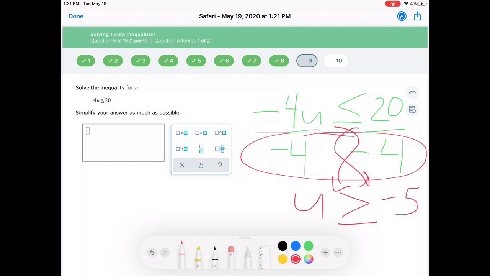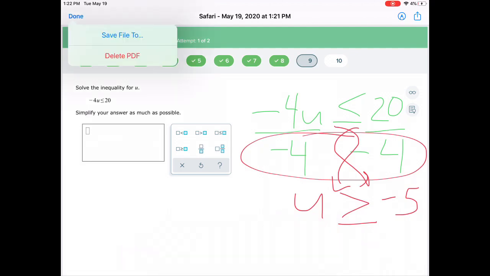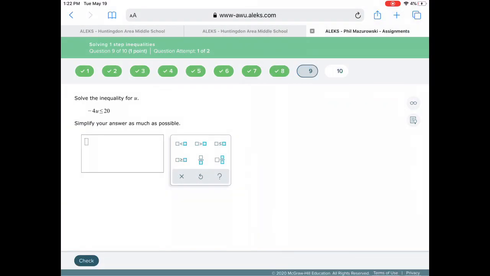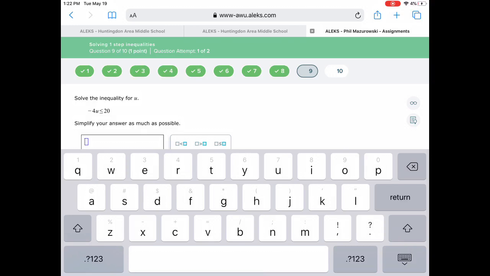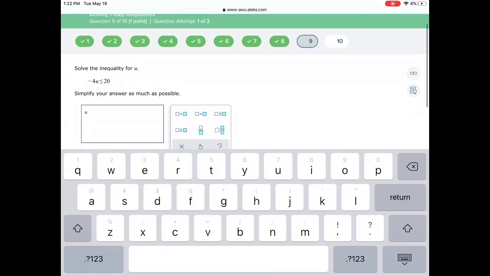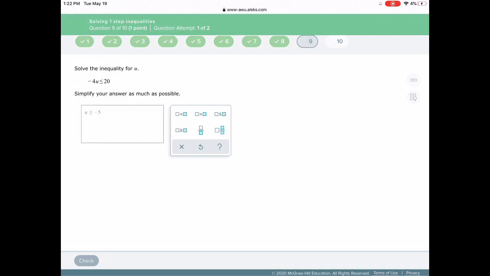So that's the only difference really when you're solving inequalities, the difference between that and solving an equation. Equations, the equal sign always stays equals, but inequalities, it will switch if you divide both sides by a negative. So this particular problem, we have u is greater than or equal to negative 5. Let me go ahead and put that in. U is greater than or equal to negative 5.